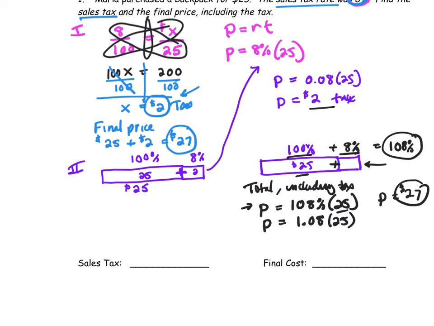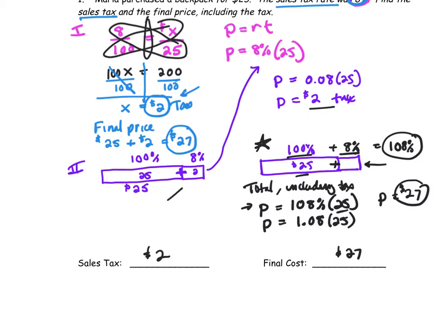So if they ask you what the tax is, you're going to say $2. If they ask you what the final cost is, it's going to be $27. And we have to be super good readers because sometimes they just want the sales tax. Sometimes they want the total. And what we did right here only works if we want to find the total, including the sales tax, basically in one step.